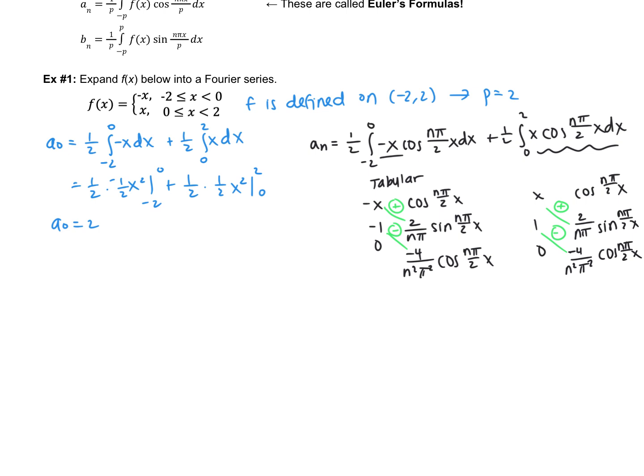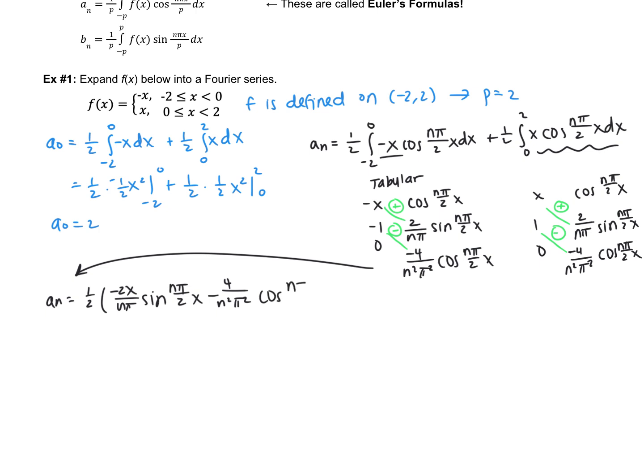Okay, so where that leads us to then is we get our 1/2. I'm actually going to write all this to the left because hopefully you can see this is going to end up being a pretty long expression. So we have that 1/2. The first time I integrated, I'm going to get negative 2x over n pi sine of n pi over 2x. And then I'm subtracting 4 over n squared pi squared cosine of n pi over 2x. And that is being evaluated from negative 2 to 0.